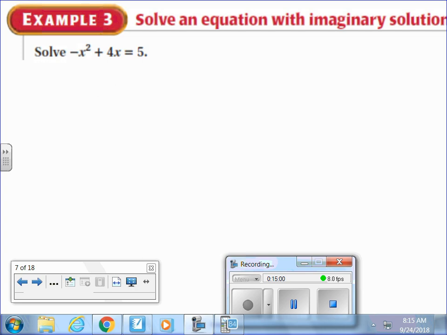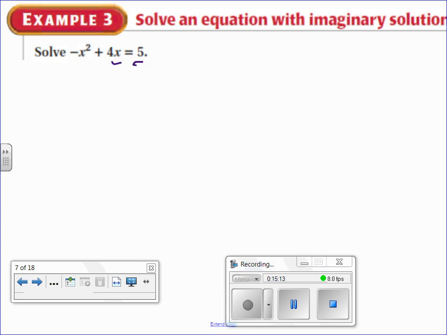Okay, let's do this next one. Looks like it says solve an equation with imaginary. So we're probably going to have imaginary answers. That's exciting. That'll wake us up at 8:14 a.m. All right, we're still not set equal to 0. They're giving you lots of practice with getting yourself set equal to 0. Just subtract that 5 over to the left-hand side. It's negative x squared plus 4x minus 5 equals 0.